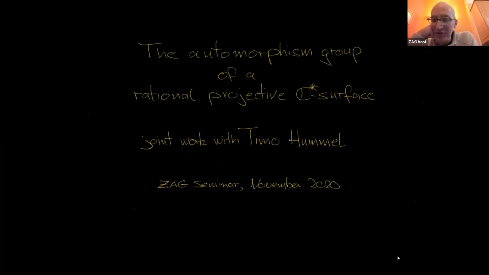So let me introduce, it's my big pleasure to introduce Juergen Hausen from Tübingen, and Juergen will speak about the automorphism group of rational projective surfaces with C-star action. Okay, thanks again, Vanya. I should say this is joint work with Timo Hummel, who is also visiting the seminar.